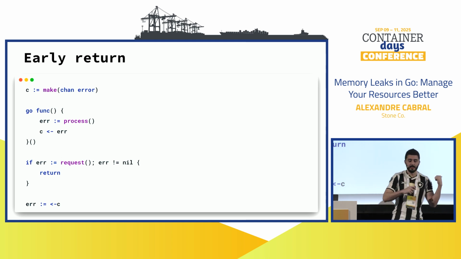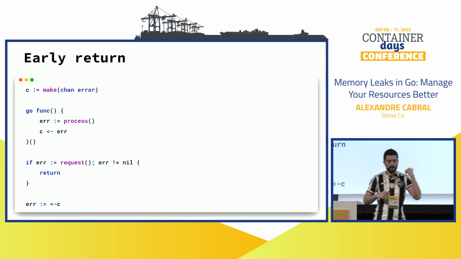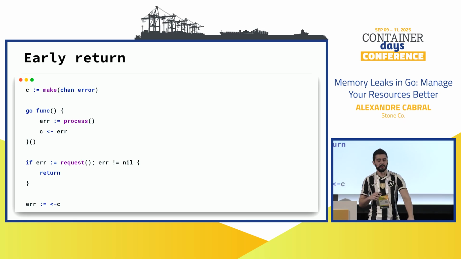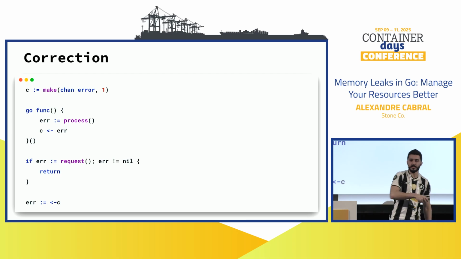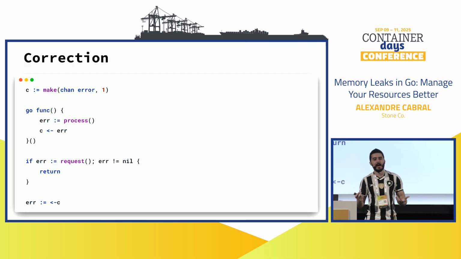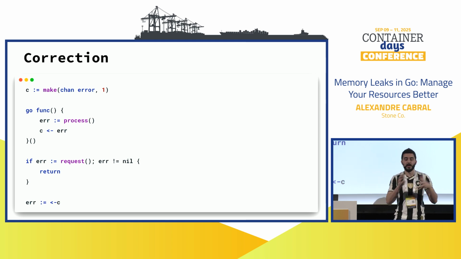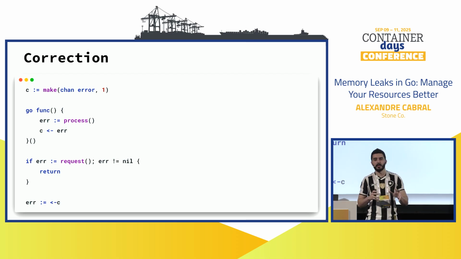So in this case, we can have an early return in this request if something goes wrong. So we lose our consumer, and the goroutine will be blocked, okay? So this is a goroutine leak. The correction is pretty simple. We just have to transform this unbuffered channel into a buffered channel. So what happens is that we have a buffer to hold some value until you have a consumer for it, or even if you don't have a consumer. So it will be possible to produce this message even though you won't use it, okay? So this is a correction for the goroutine leak, okay?